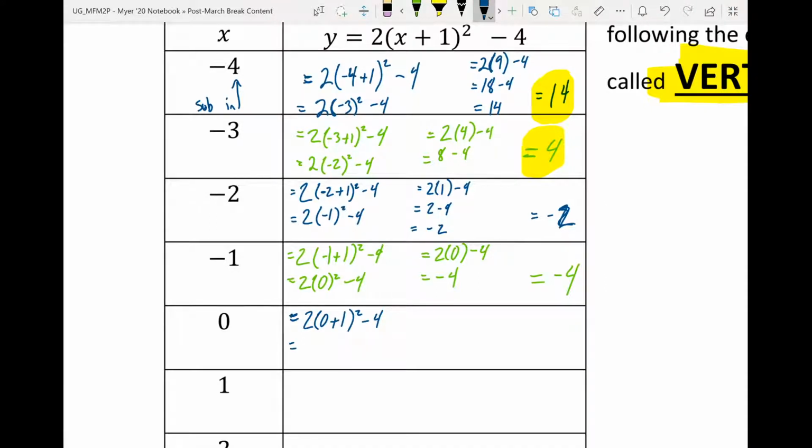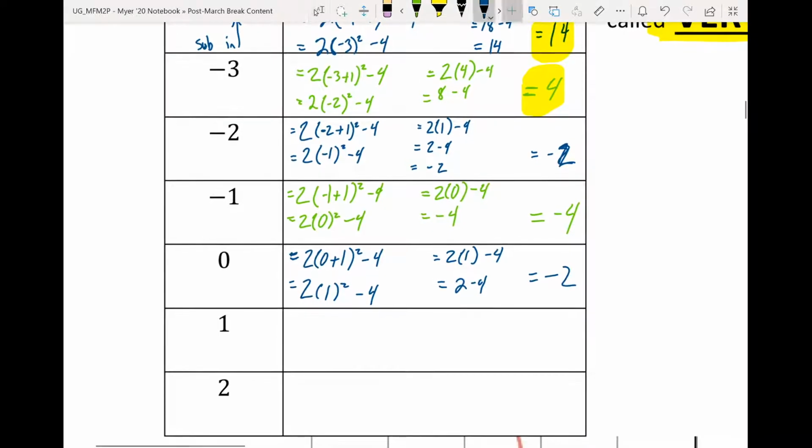So again, a parabola is symmetrical, so it has to have a bottommost point. And we've already found it. So the bottommost point is going to be the -4. And you're going to see here that when I do this last one, or second last one, I'll do them all, I guess, that a pattern will become apparent.